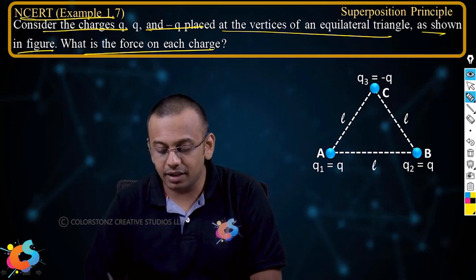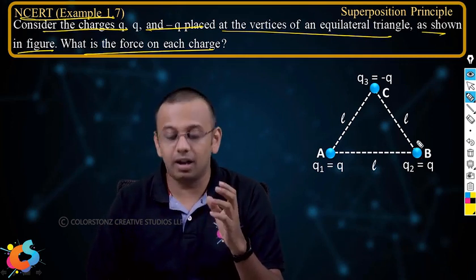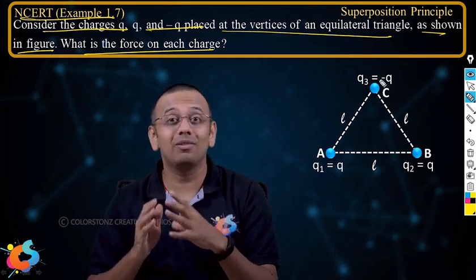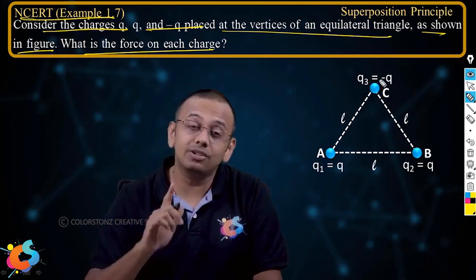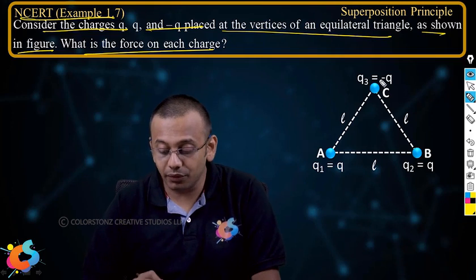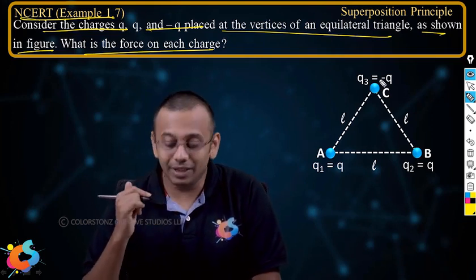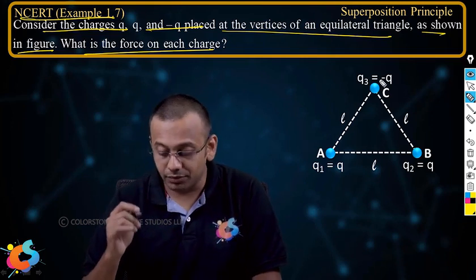So you can see here there are 3 charged particles, A, B and C. A and B have a magnitude Q, whereas C has a magnitude of minus Q. We have to find the force on each of the charges. So we have to find the force on A, B and C, each of them. So let's start with A and let's try to analyze the forces acting on it.